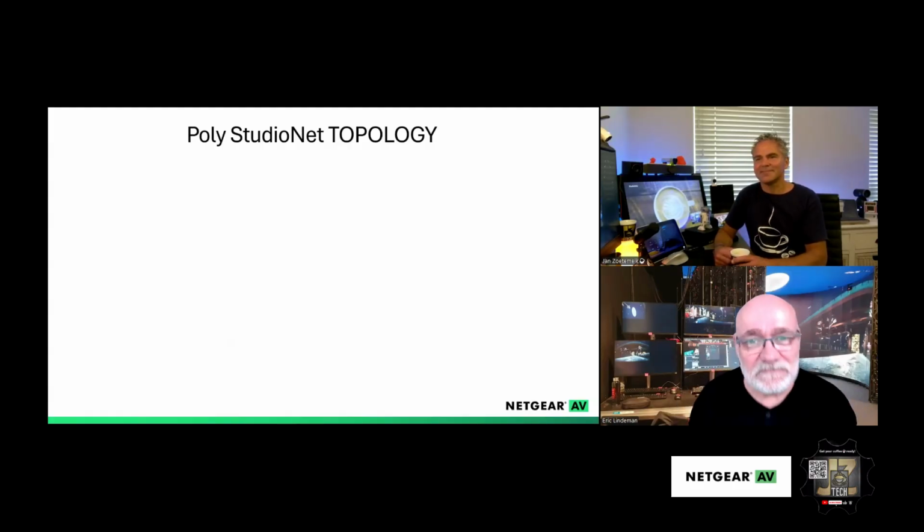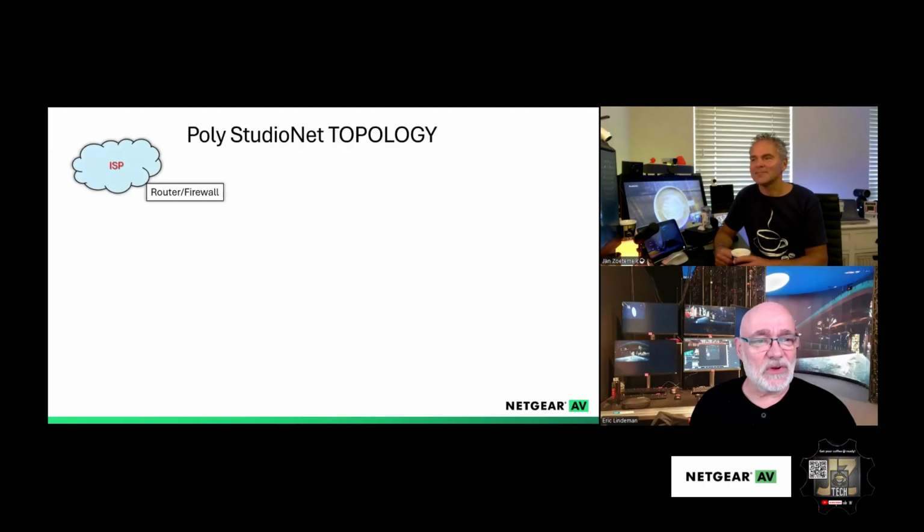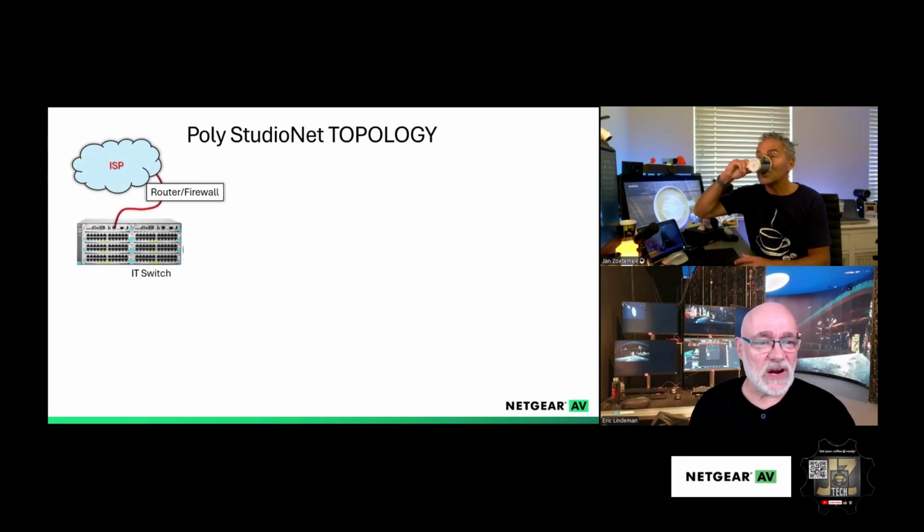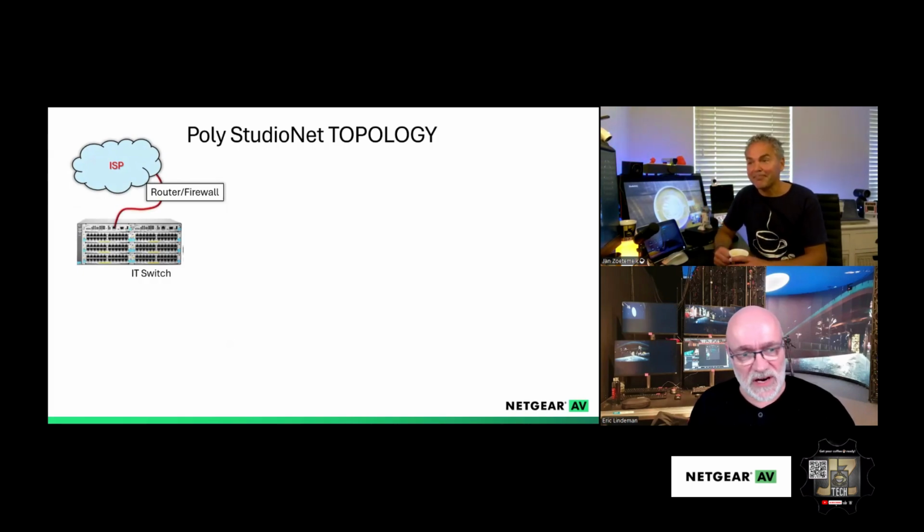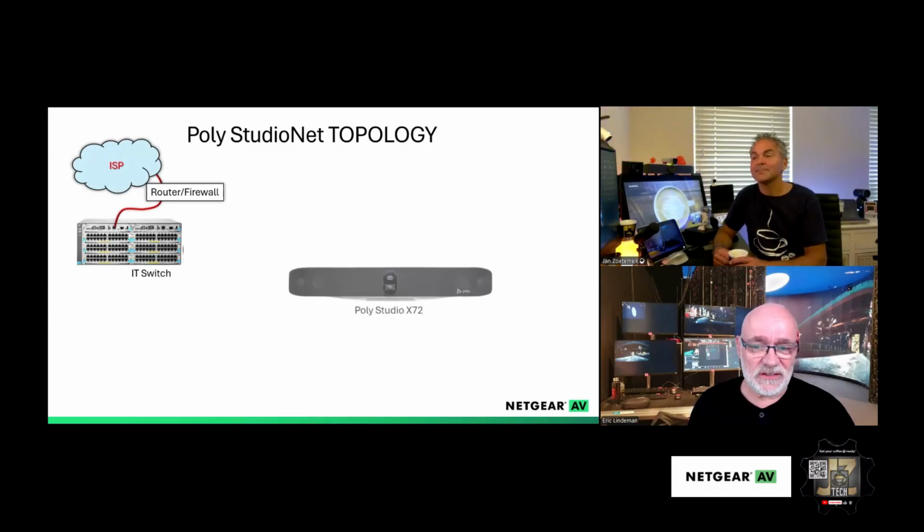Thanks a lot, Jan. I have shared my screen with my small presentation on it. Let's assume we have a normal ISP with a router firewall in our installation, and we connect the switch via the router firewall for our IT environment. Now we want to make a Poly meeting room. So let's start with a Poly Studio X72. Did you also have to tell something about the Poly X72, Jan?